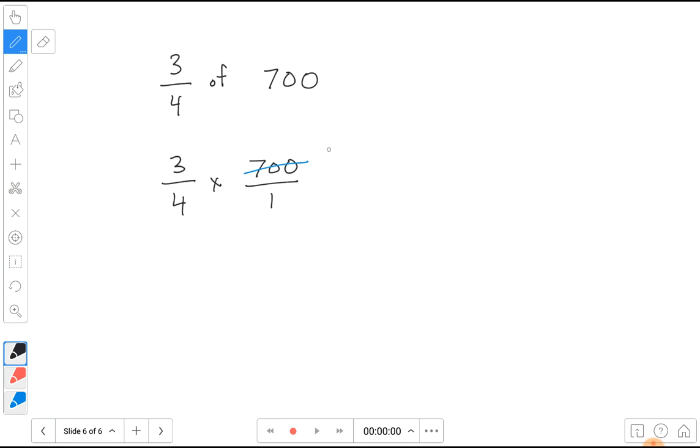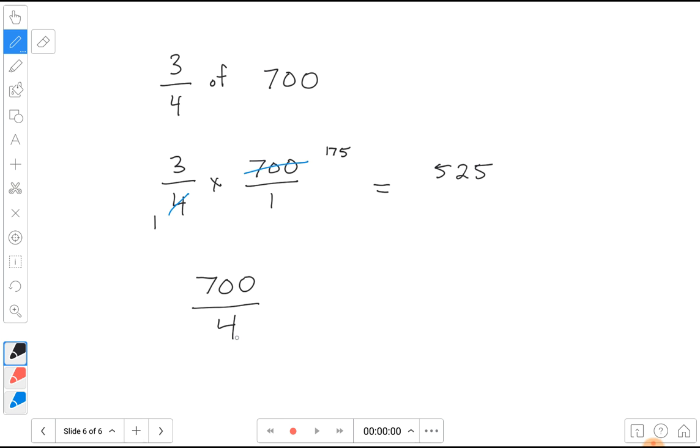700 divided by 4 gives us 175, and 4 divided by 4, of course, is 1. So now we have 3 times 175, so that's 525 over 1, which is just 525. Another way to look at this is 3/4. So we can find out how much 1/4 is and then multiply that by 3. This is doing the same thing. So they'll both give the same answer.